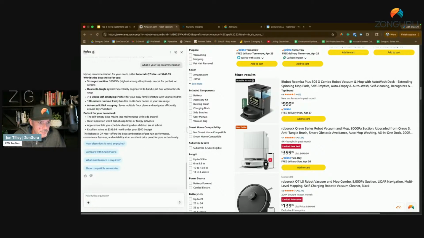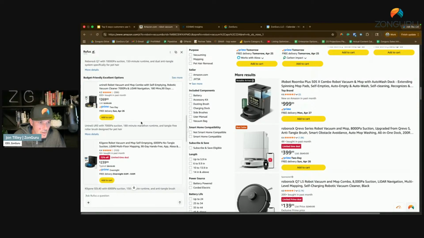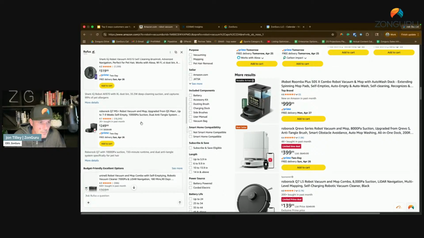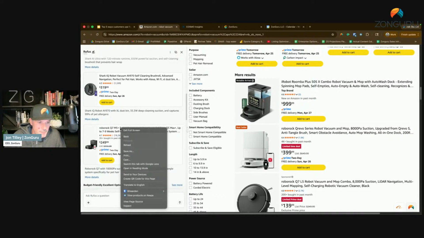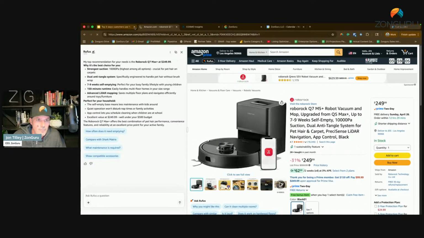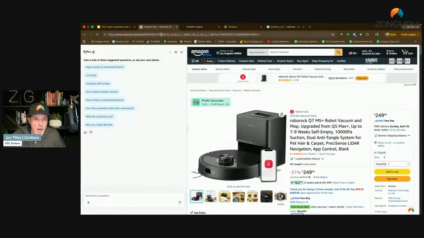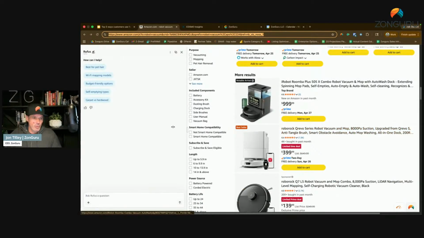So let's go ahead. I'm going to click on this. Where is it? Roborock. This one. All right, so this one here, let's grab this ASIN. I want to run this. Let's go back. So we have Roborock and there was another one. I want to compare it to the other one as well.